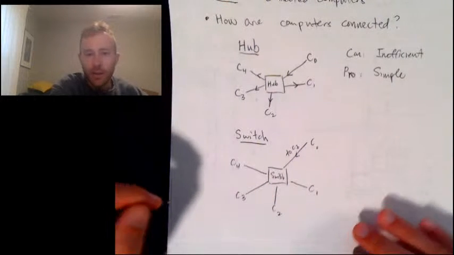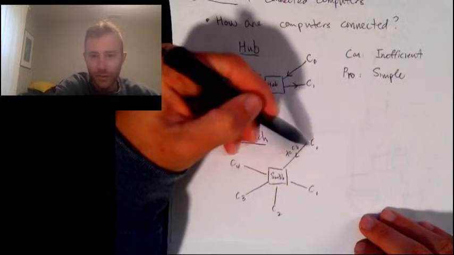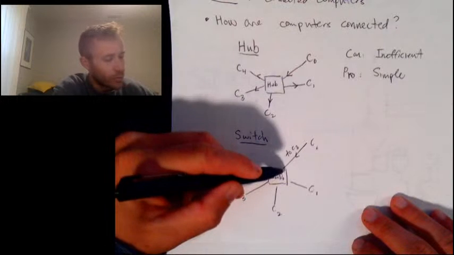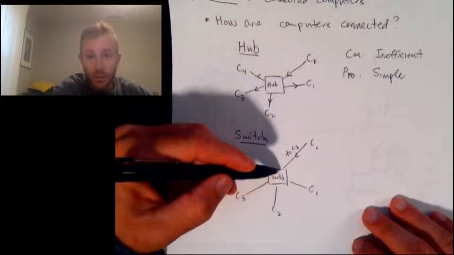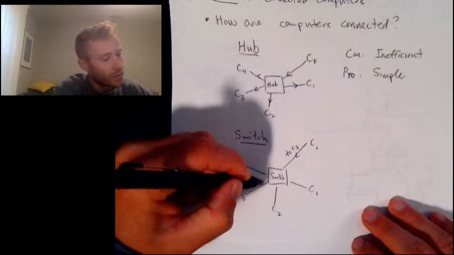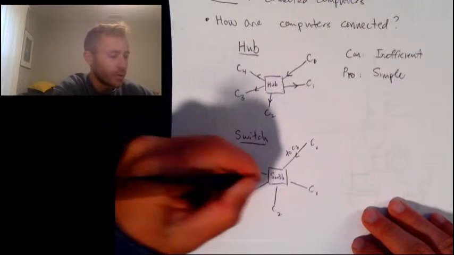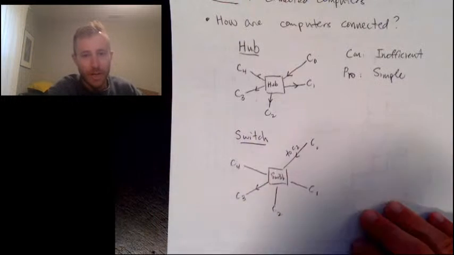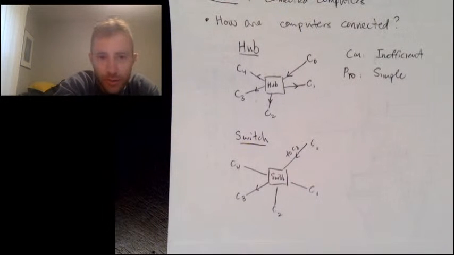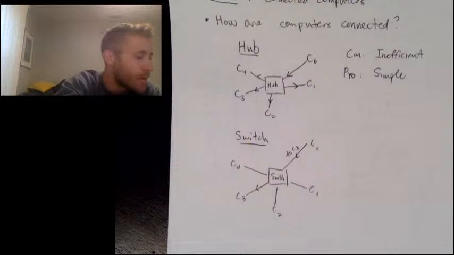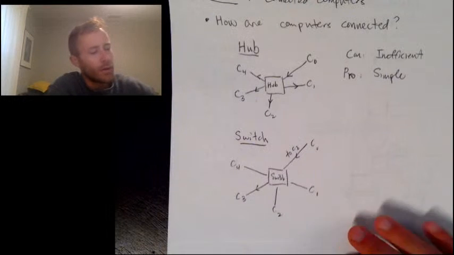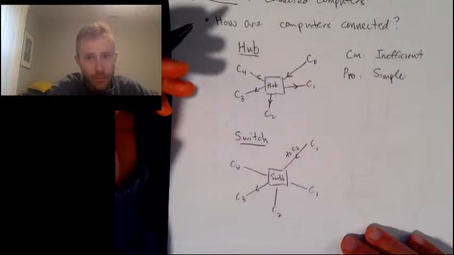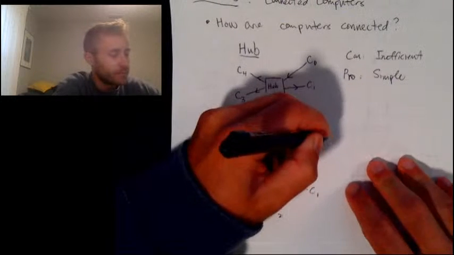Then what the switch is going to do, because part of this message is going to contain who the message is addressed to, is read the message and say, oh, it's meant to go to C3. And so it's only going to send the message to C3. So it's discriminating who the message is sent to. So it's less simple, but it's more efficient.